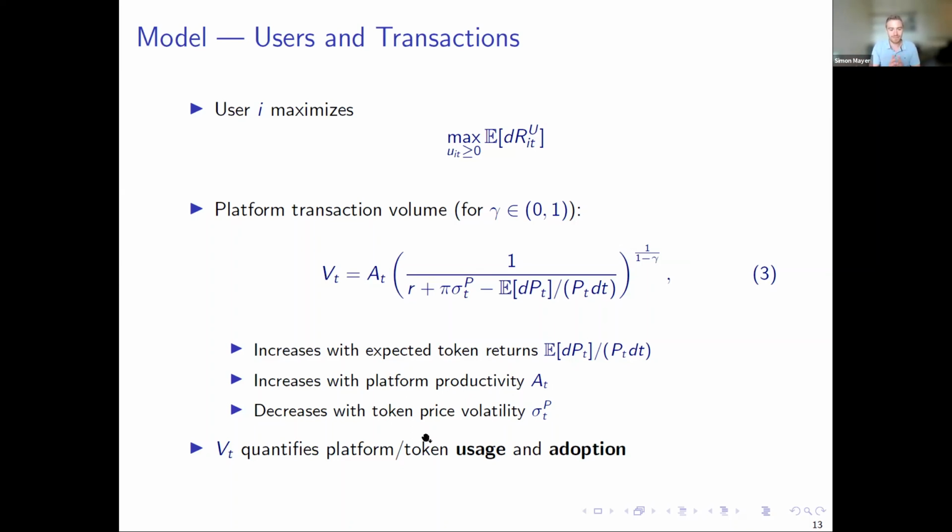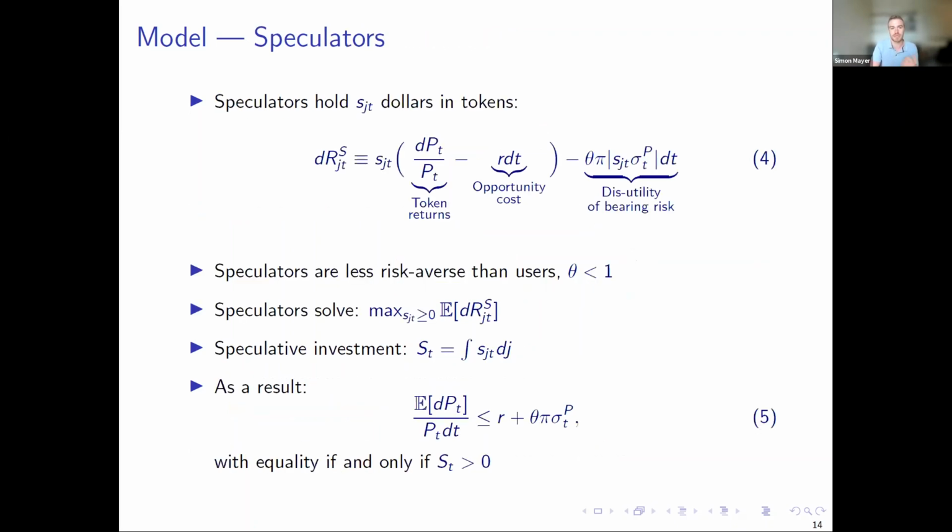Just some wording. VT, the platform transaction volume, simply quantifies platform or token usage or adoption. Next to users, there are also speculators, and speculators, unlike users, do not derive a convenience yield from holding tokens, but simply derive utility or would trade for returns.